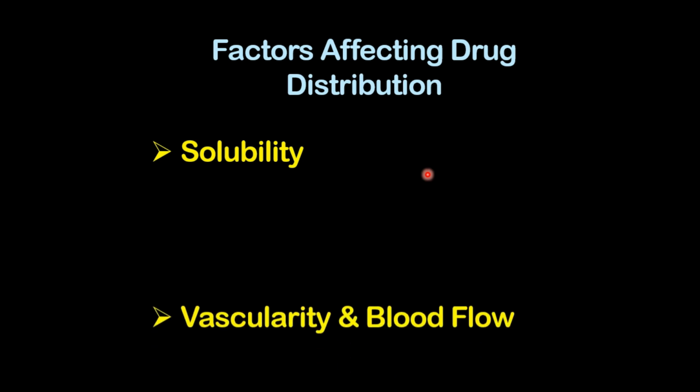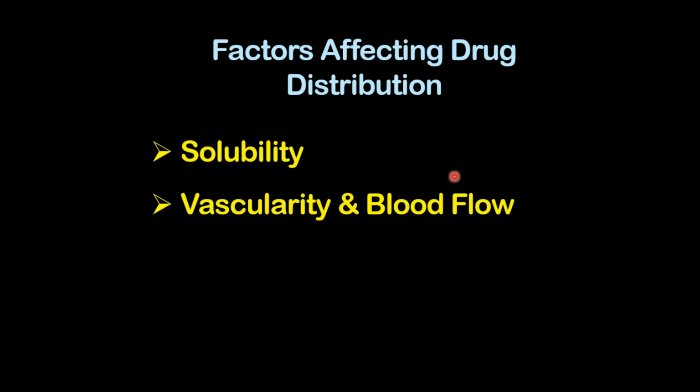Another factor is vascularity and blood flow, because the blood flow to each and every organ is not uniform. The kidney, the liver, and the central nervous system have more established blood flow as compared to the adipose tissues and skeletal muscles. So the distribution of the drug in the brain, the liver, and the kidney is more than in the skeletal muscle, fats, and adipose tissues.